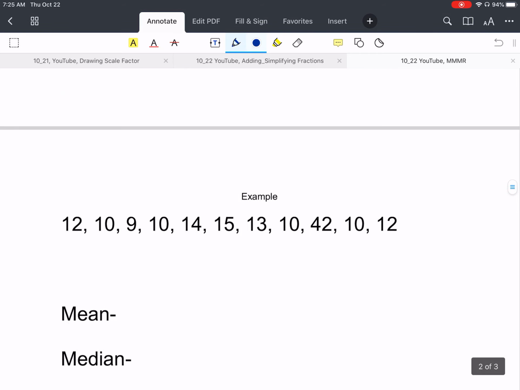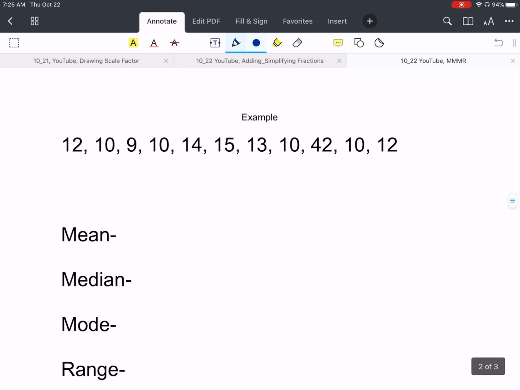Okay, so we have an example. We have a set of numbers, and the first thing we're going to do is order them from least to greatest. And this can be not tricky, but it's easy to make a mistake. So what I do is I try to cross out the numbers as I go lightly. So I have 9, I have a 10, and the reason I cross out the numbers is just so I don't accidentally skip a number or write one twice.